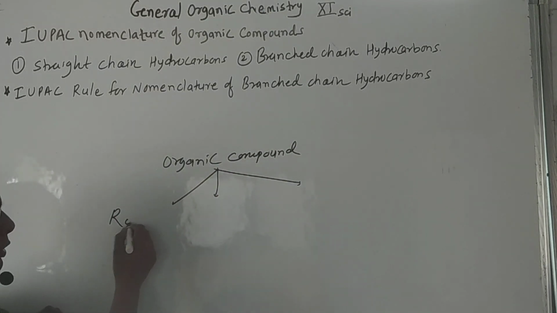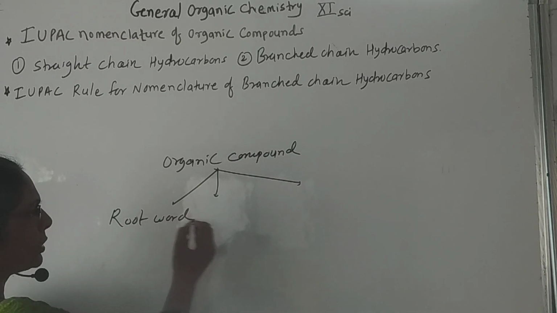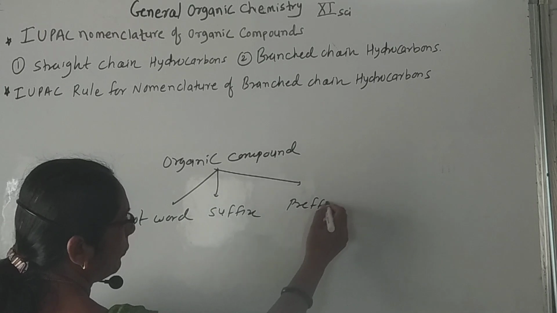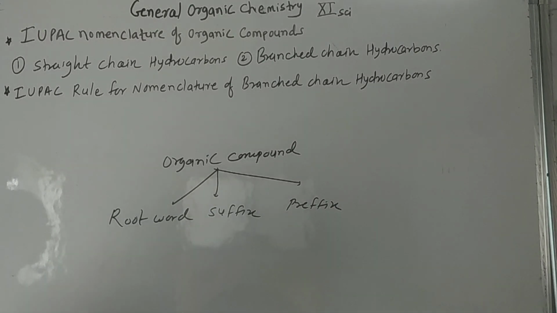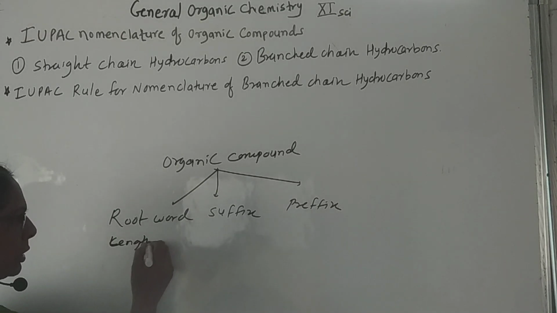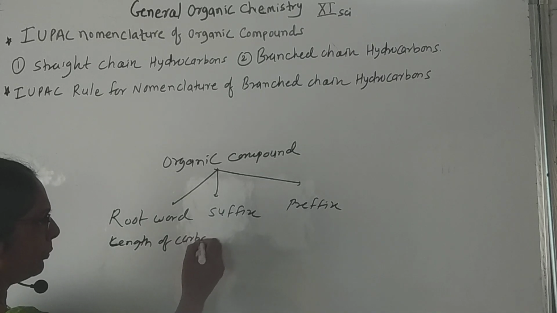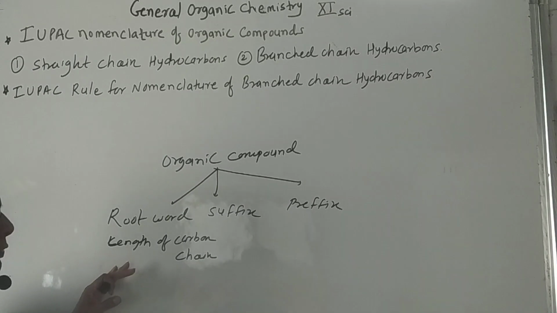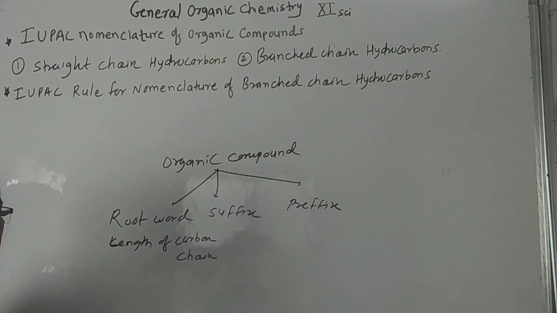One is the root word, second is the suffix, and third is the prefix. By considering these three together, we are able to write the IUPAC name of the organic compound. We also know that the root word gives an idea about the length of the carbon chain. How long the carbon chain is will be understood from the root word. Suppose the carbon chain has 5 carbons, its name is pentane.